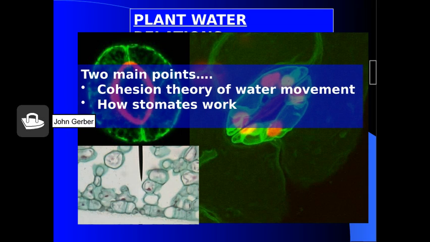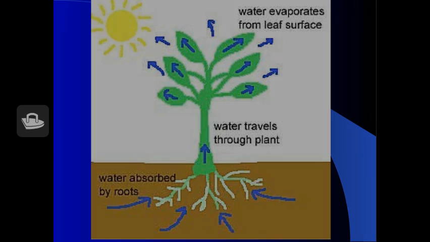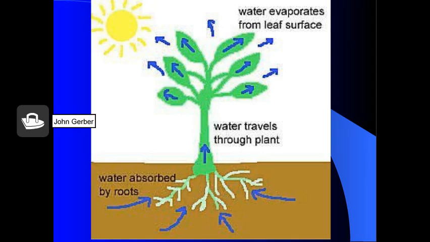Let's now look at how some of these physical and chemical properties of water work in plants. So you remember, water moves from the soil into the plant roots through osmosis, moves up the stem because of cohesion of water, and it moves out the leaves from evaporation.